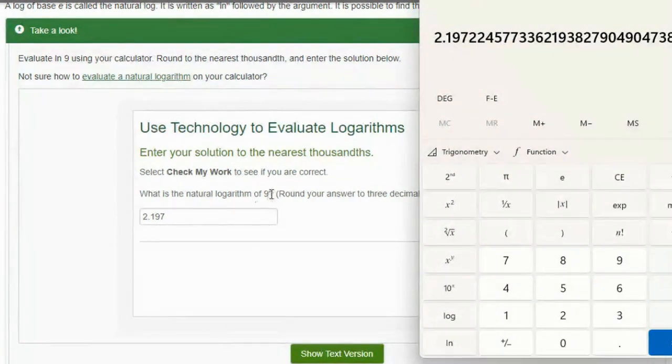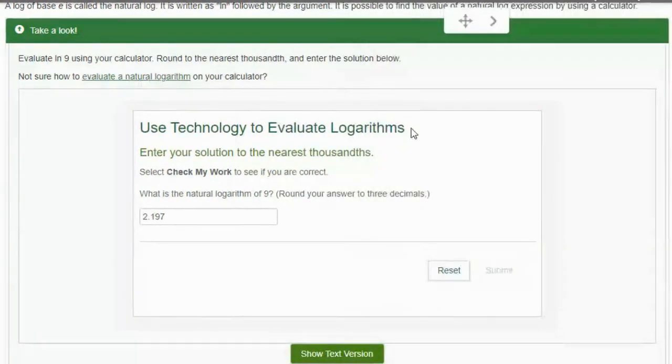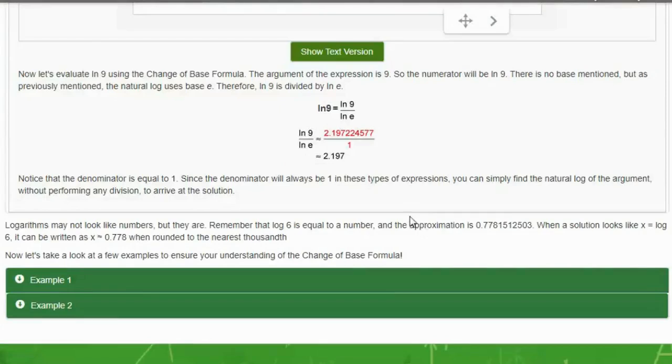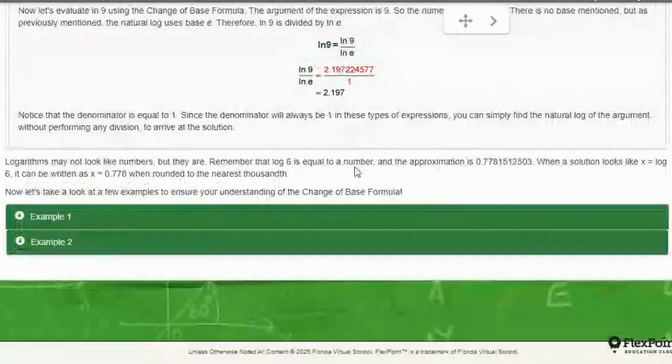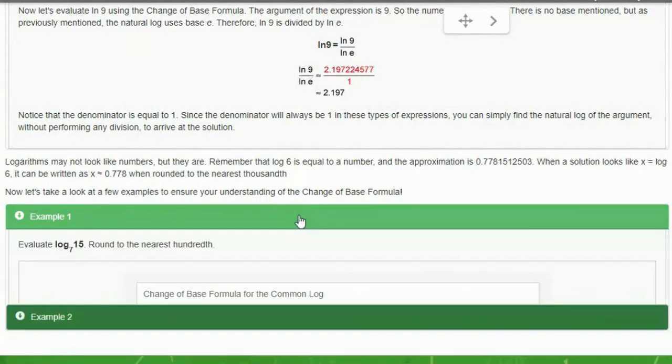e to what power equals 9? Well, e to the 2.197 power equals 9. So this is just making sure you know how to use your calculator. There it is, 2.197. Andy, can I see your document, please? Let's see, change of base.